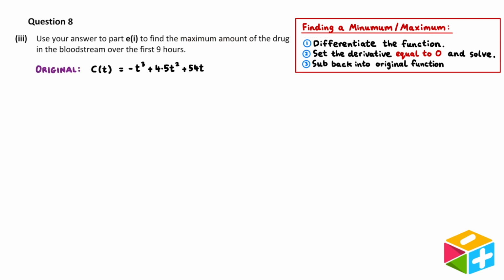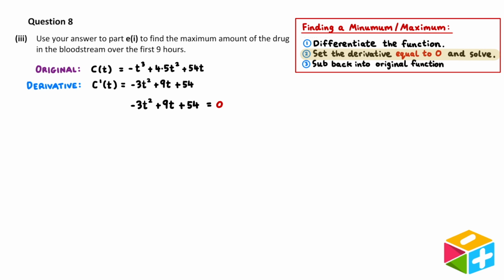The original function we were given was c of t is equal to minus t to the power of 3 plus 4.5t squared plus 54t. The first step would be to differentiate this function, but this is something we already did in part E I. Here, we found that the derivative, c dash of t, is equal to minus 3t squared plus 9t plus 54. The second step is to create an equation by setting this derivative equal to 0.